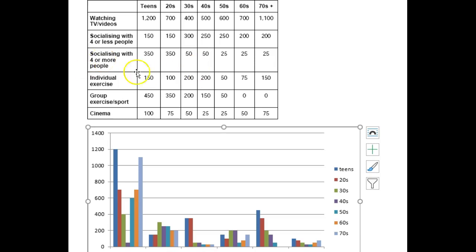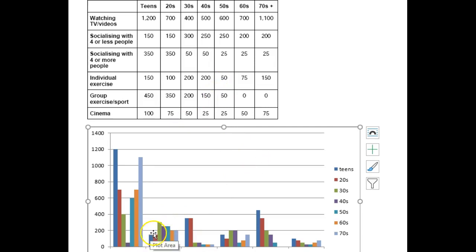So say, for example, if we're talking about the TV and video one, you could have talked about teenagers are at 1,200 and people in their 70s are at 1,100, and everyone else was either at 700 and below. Or you could say that everyone else was between, what figure is that? 400 and 700. So this way you've included everybody. I'm a huge fan of ranges, especially when you have things like this. Okay. Another place where you could have used a range was here.